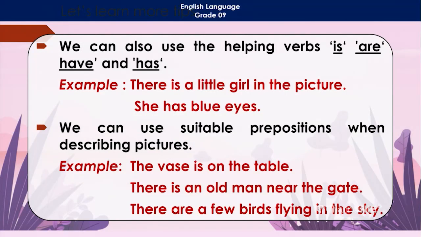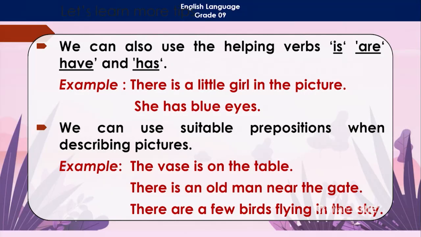All right. We can also use the helping verbs is, are, have and has. Example, there is a little girl in the picture, you saw that. She has blue eyes.